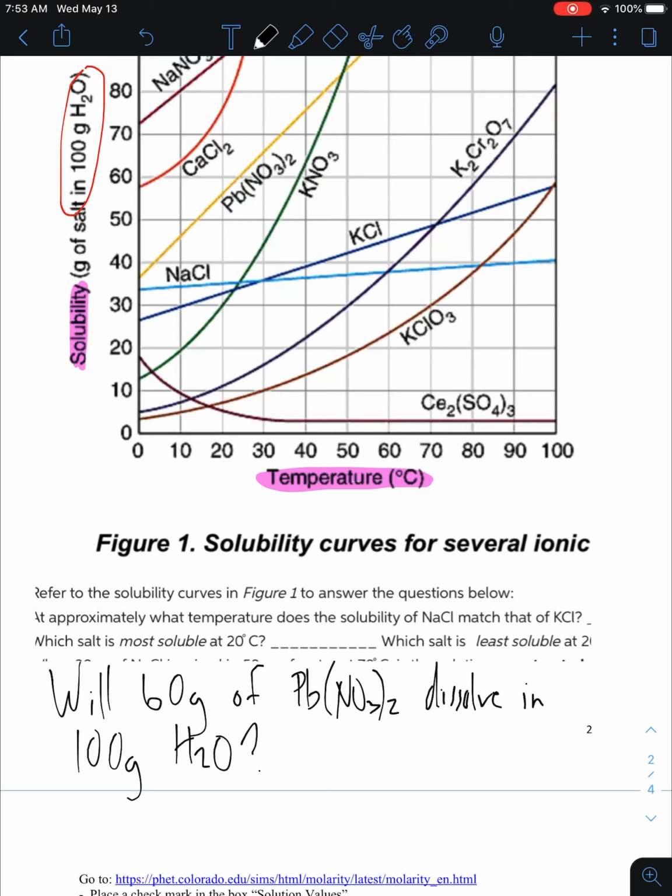You actually wouldn't be able to answer this question because you need to know what temperature we're talking about. Turns out lead nitrate, even though it's fairly soluble, won't dissolve in very cold water, like solid water, right? We need liquid water, so we need a certain temperature. So I'm going to add something to this question. Let's add a temperature of 10 degrees Celsius.